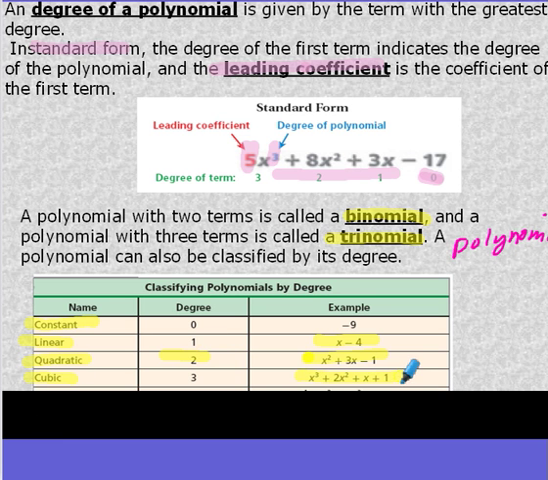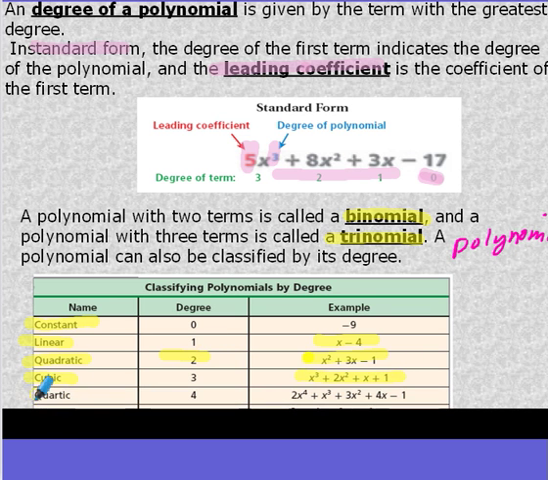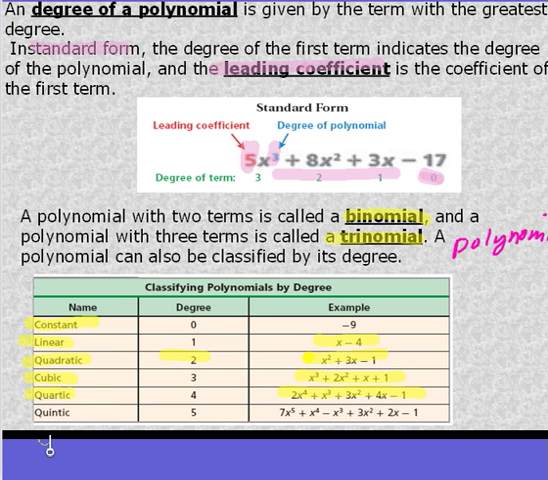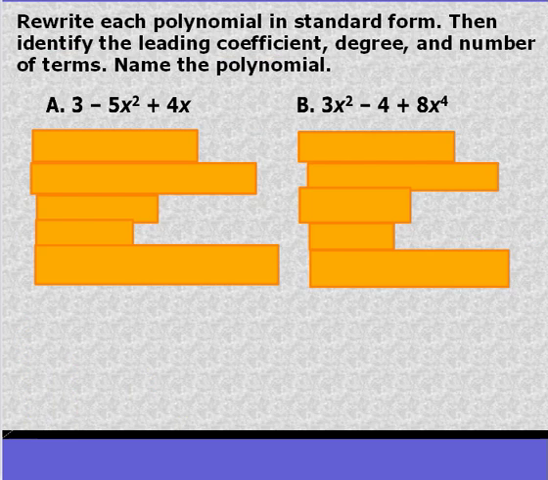So this would be cubic. 4 is actually quartic. So it's kind of hard to just remember between quadratic and quartic. But if you remember quadratic equations are x squared equations, then that should help you. And then lastly, as far as we're going to go, is the 5th power, which is quintic. So we're going to practice naming polynomials based on the number of terms and the degrees.